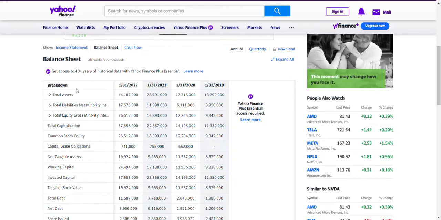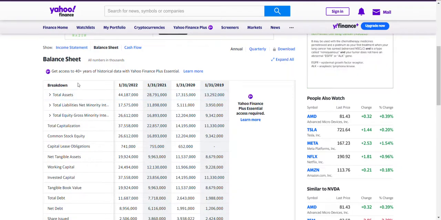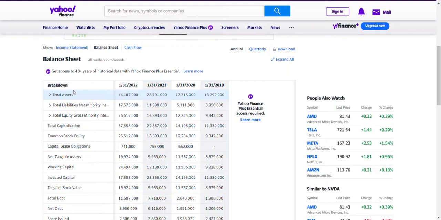And then let's go to total liabilities. Liabilities are the opposite of an asset. So think of a car payment, bills, or debt accrued from financing and stuff like that.